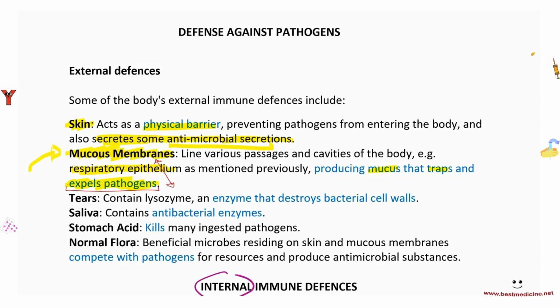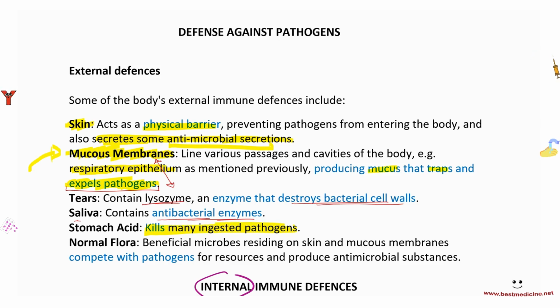Tears contain a hydrolytic enzyme that is able to destroy bacterial cell walls. Saliva contains antibacterial enzymes, as well as some antibodies. Stomach acid. When we were doing the digestive system chapter, we mentioned this. The stomach is able to directly kill bacteria because it is so corrosive, right? So it directly kills bacteria. Most of the ingested pathogens are killed by the stomach acid.